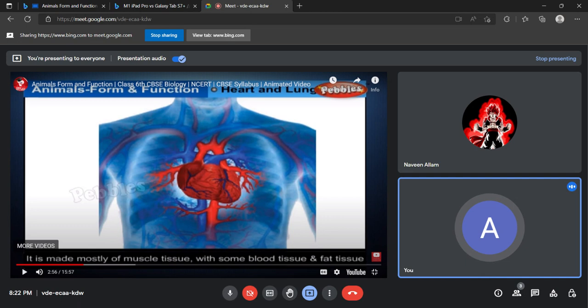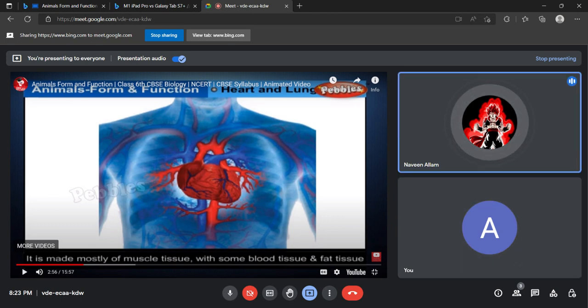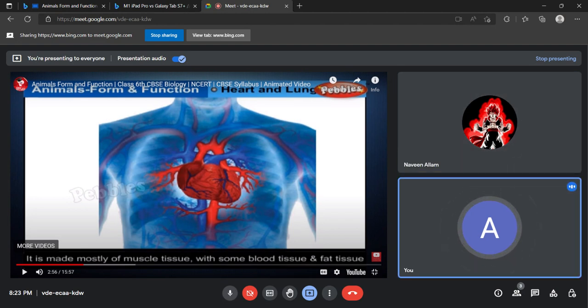Okay, and what is the function of the lungs? It's giving air to your body. It's giving air, not air exactly, oxygen. The oxygen has to be there. So the lungs and the heart work in a very coordinated manner. This oxygen is infused into the blood that is pumped through the heart, and then this oxygen-infused blood will go to all the cells of the body.